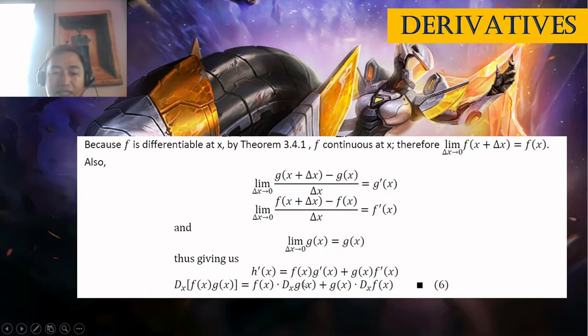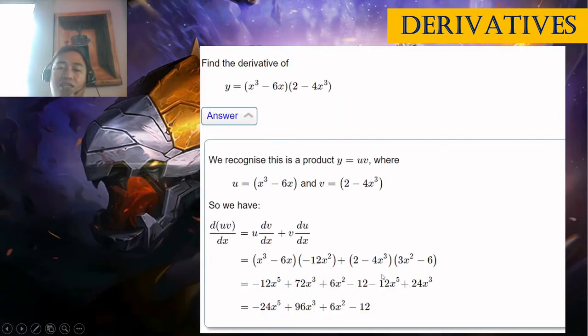So, what is this, class? This is the product rule: the first function copied times the derivative of the second, plus the second function times the derivative of the first function.